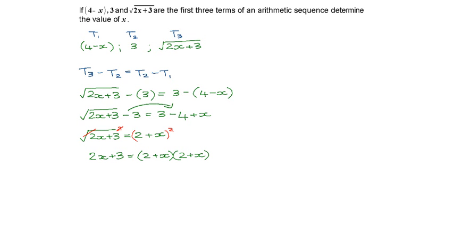We're going to use a process called FOIL. The left-hand side stays as 2x plus 3 is equal to, using FOIL, 2 times 2 gives us 4. Then 2 times x gives us plus 2x. Then x times 2 gives us 2x, and x times x gives us x squared. Cool. Now it's cleanup time.